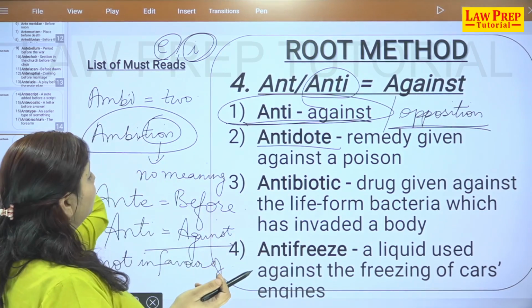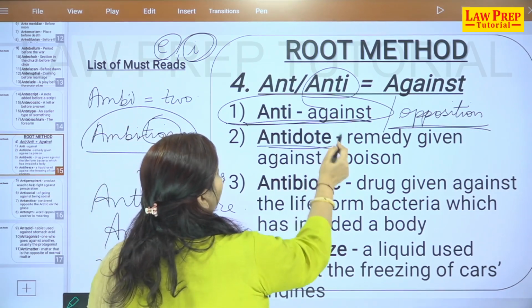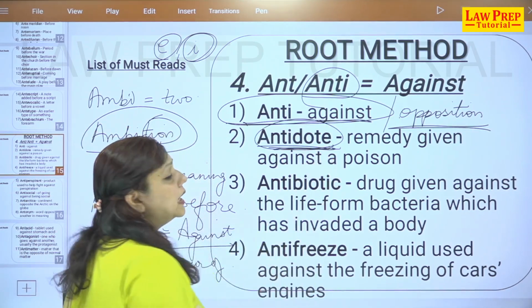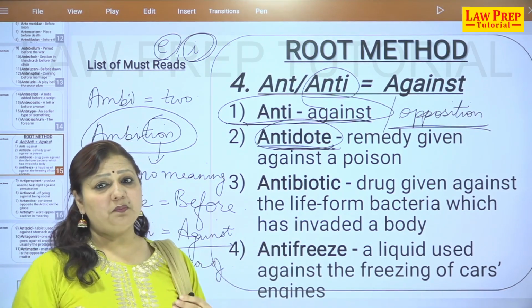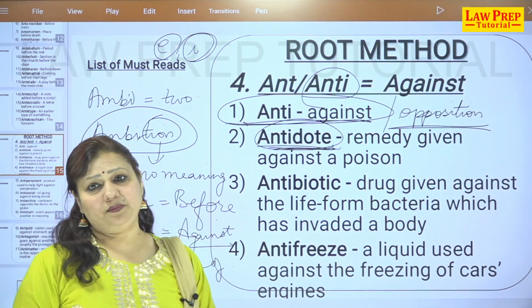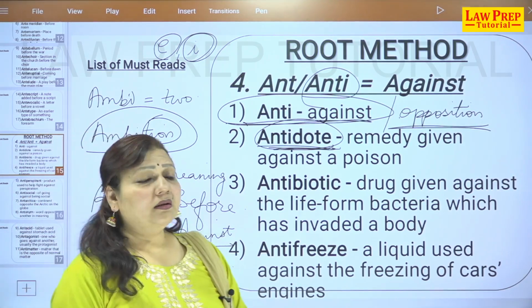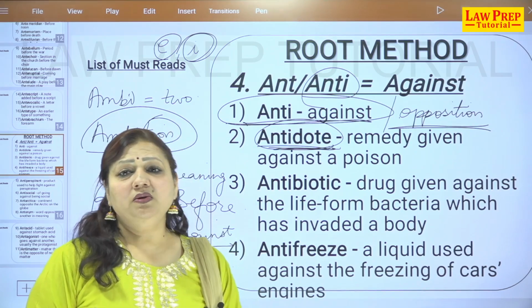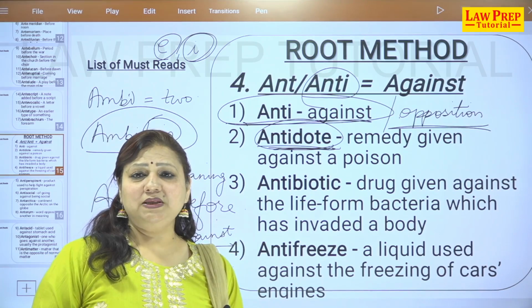So when we say the word antidote, it's a remedy against poison. So if a person has taken poison, he has to take an antidote, right? The doctor prescribes an antidote to the person who has taken poison by mistake or deliberately. As he was committing suicide, his mother gave him an antidote so that the poison's effects decrease, become less, right?